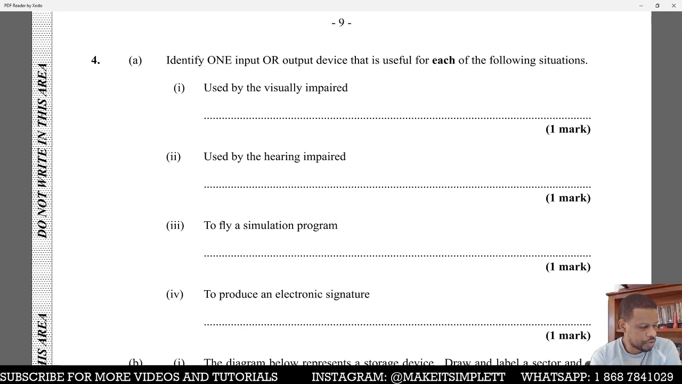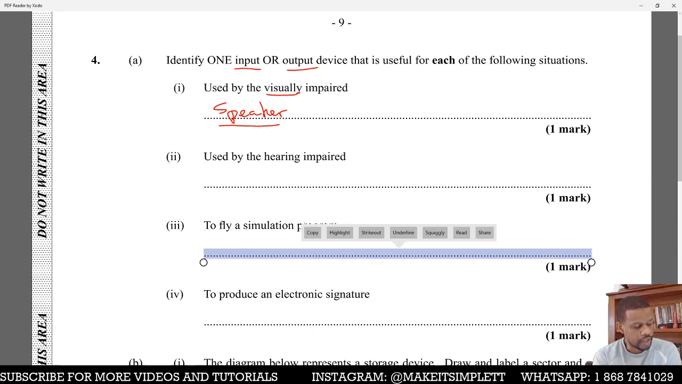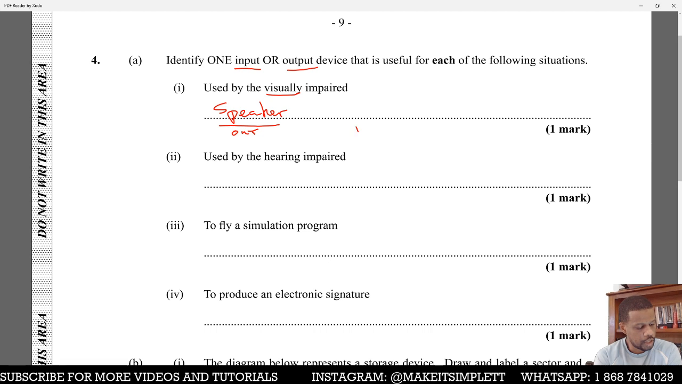Identify one input or output device as useful for each of the following situations. Visually impaired. If you're visually impaired, you can't see properly, so you could probably use an input or output device, right? A speaker would be nice, because if you can't see, at least you could hear via a speaker. For input, you could probably use a Braille keyboard. Yeah, Braille keyboard sounds solid.